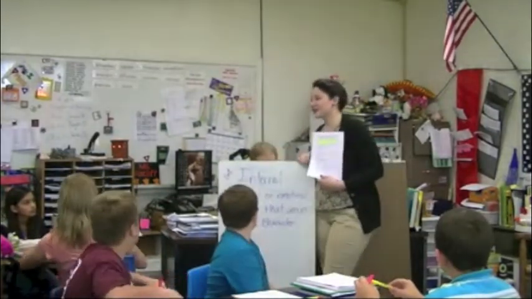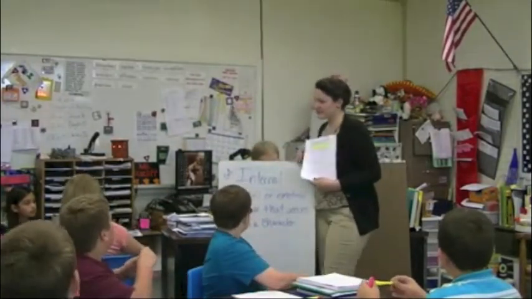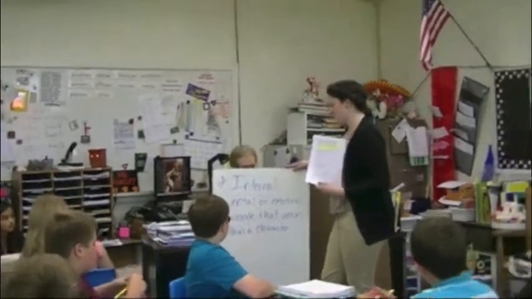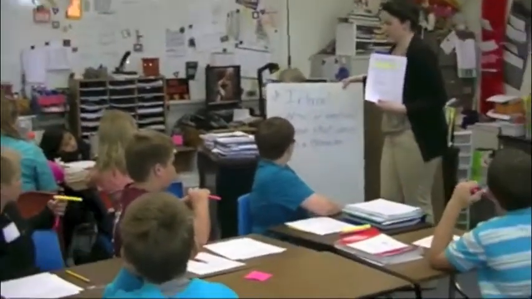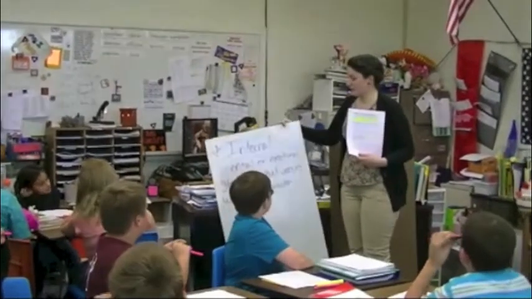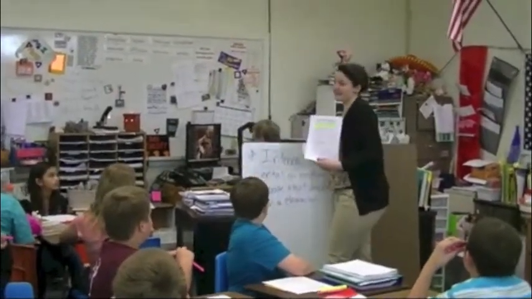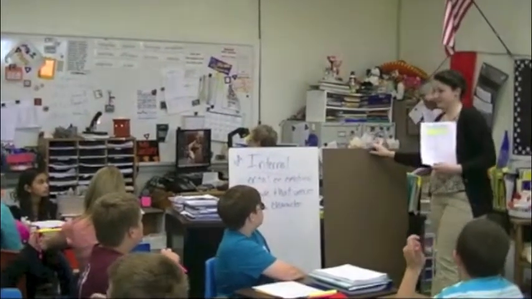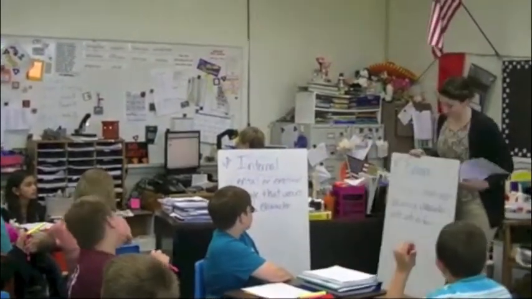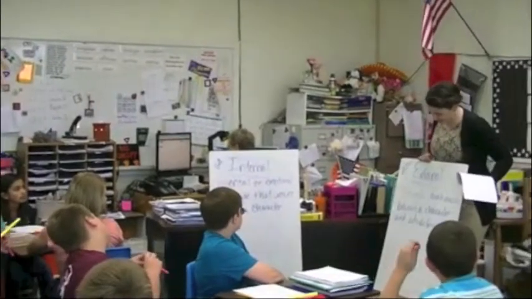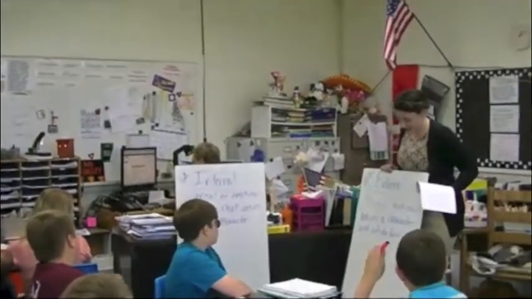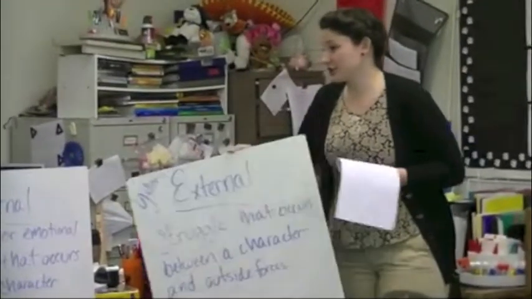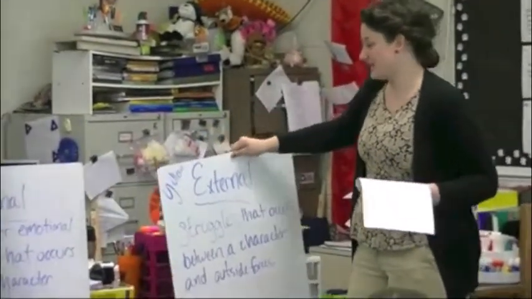And we're going to be learning about internal and external conflicts in the story. So an internal conflict is a mental or emotional struggle that occurs within a character. So if I'm feeling sad about something, that would be an internal conflict. External is a struggle that occurs between a character and an outside force. So arguing with your mother could be an example of an external conflict.